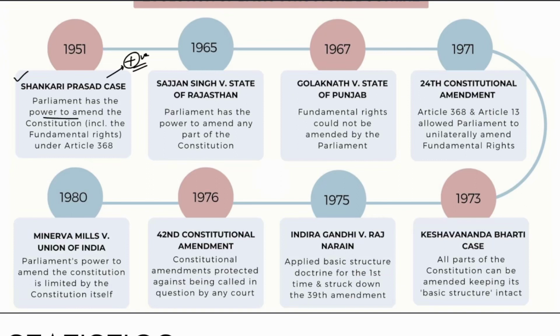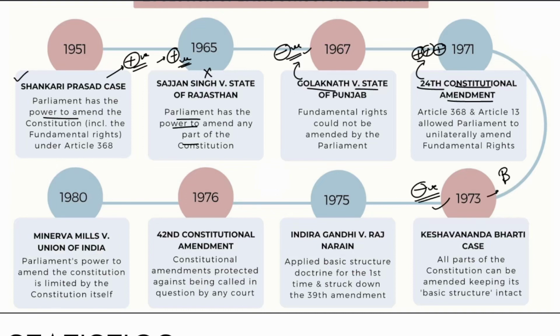Then we talked about the Golaknath case directly, skipping this Sajjan Singh versus the State of Rajasthan. Okay, but in this also the same view was supported by the Supreme Court. All right, and then Golaknath case came, which contradicted both. So a negative view towards the amending power of the Parliament. Then we see the 24th Constitutional Amendment, again positive power plus judicial review, so very much power to the Parliament. Now came the 1973 Keshwanand Bharati case, so again negative power, as well as the basic structure doctrine.